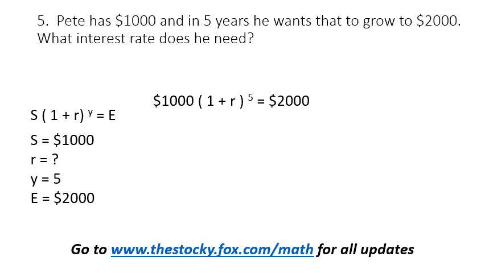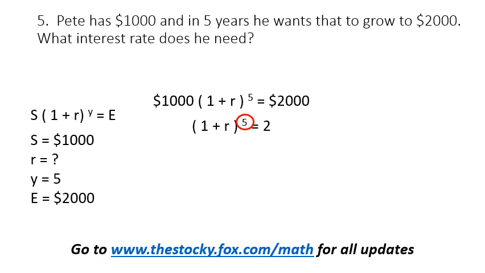So the first thing we do is divide both sides by 1,000. And if we do that, we get (1 plus r) raised to the 5 equals 2. We were just using some easy numbers to work with. 2,000 divided by 1,000 is just 2. Now we need to get the r by itself. And remember how we do that. We have to deal with that 5 in the exponent.